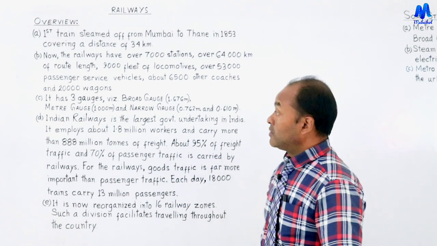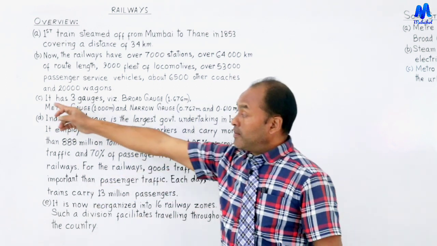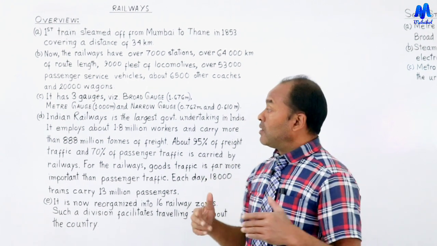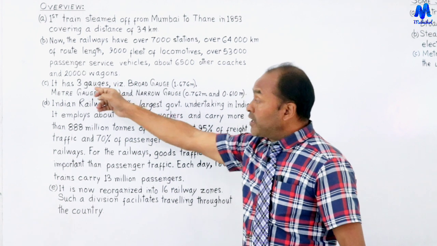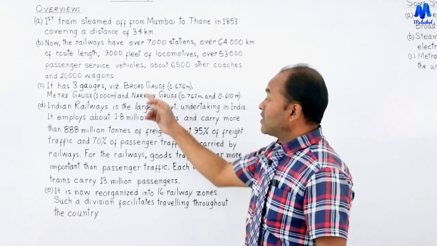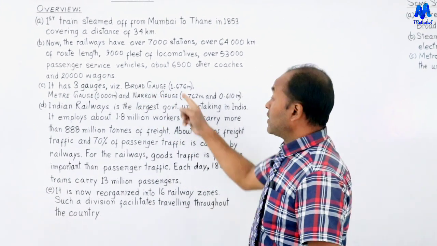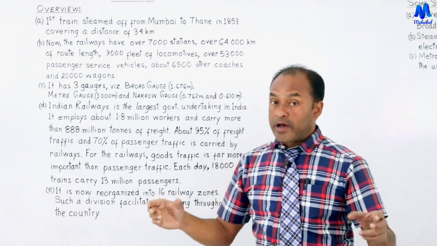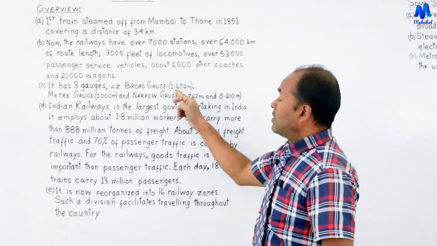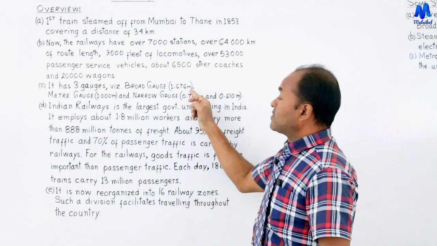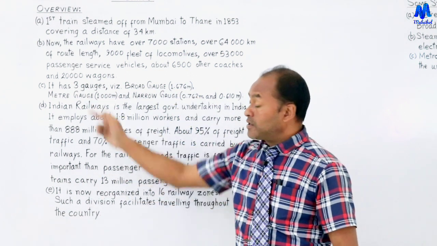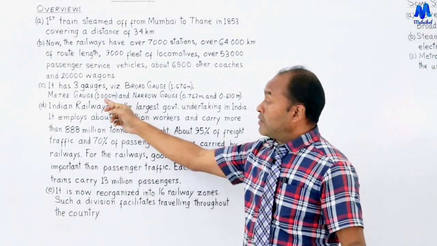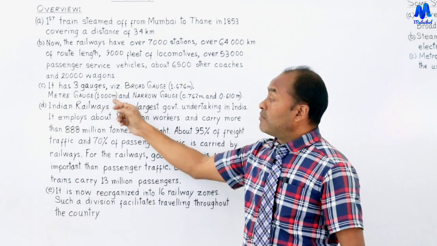In India, we are having these things. In number C, in India, the railways have been run through 3 gauges. The first one is broad gauge, and the distance apart between the 2 rail tracks is 1.676 meter. And for the meter gauge, the distance apart between the 2 tracks of rail is 1 meter.